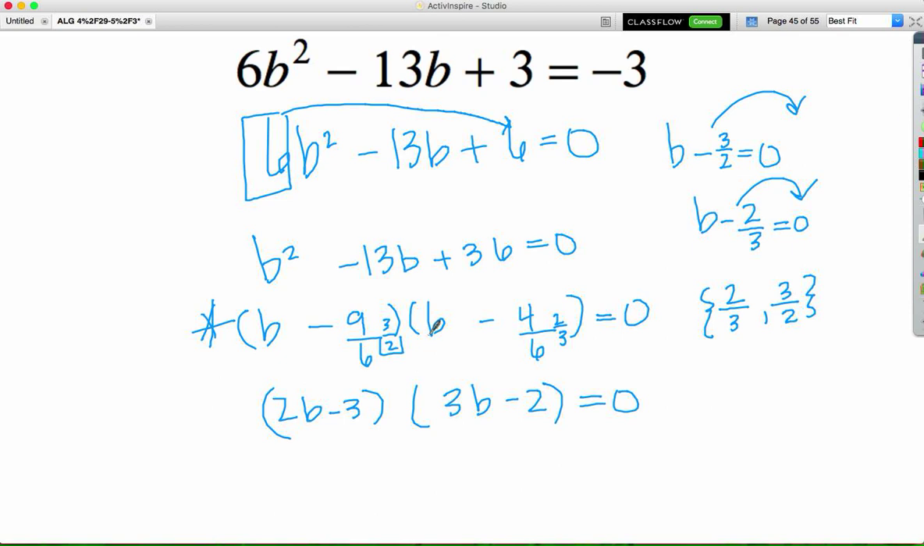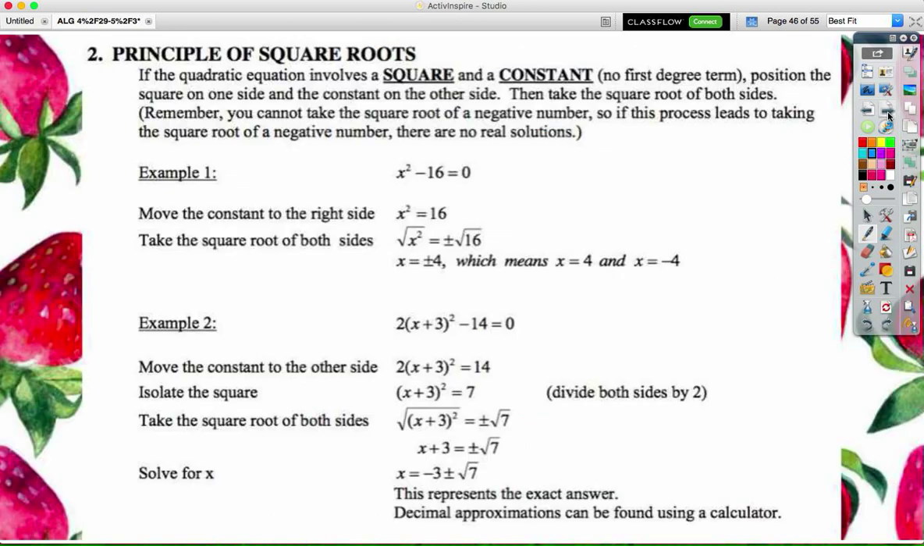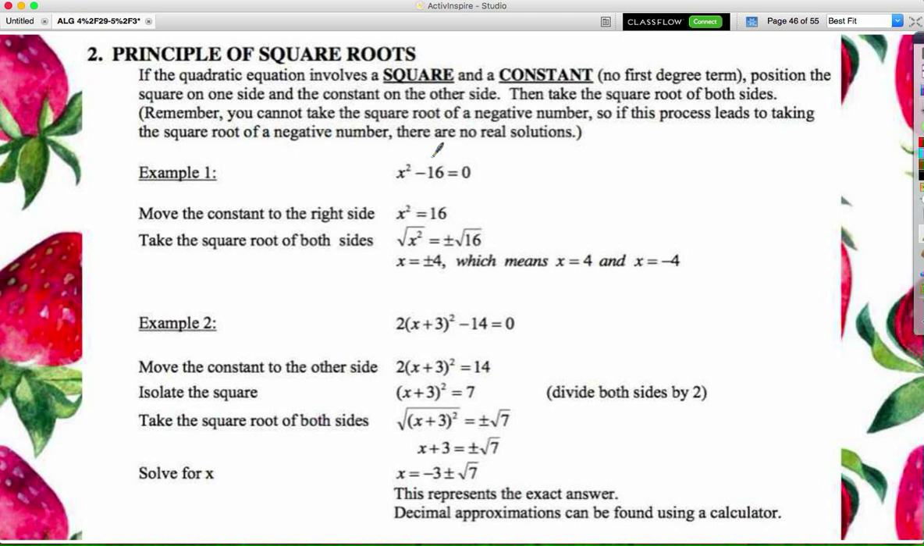No? Okay. All right, so the next thing we learned, or one of the other things we learned, was how to solve by square roots. Square roots only work for certain kinds of quadratics. So square roots only work if there's no middle term. So for example, x squared minus 16. Or if it is set up similar to example number 2.